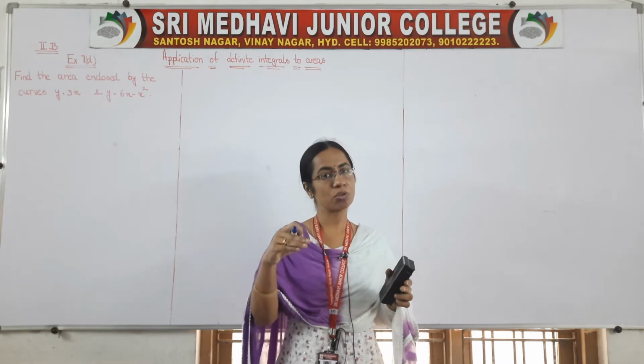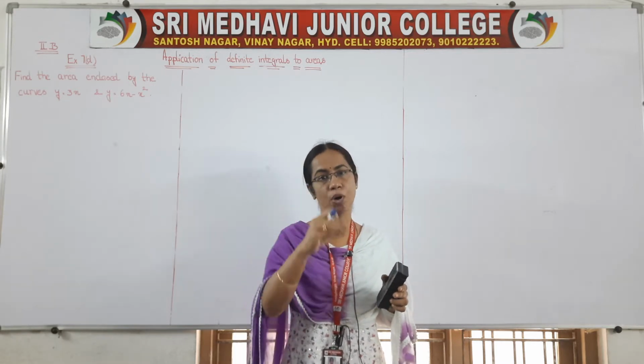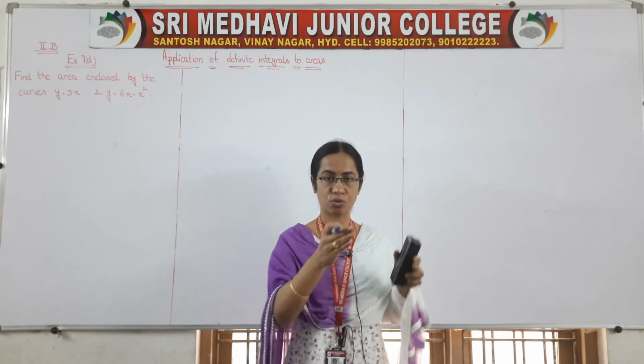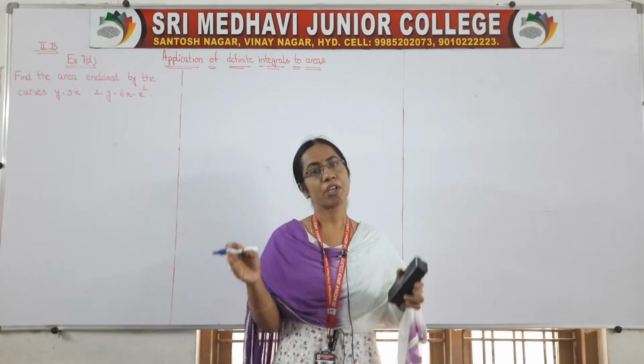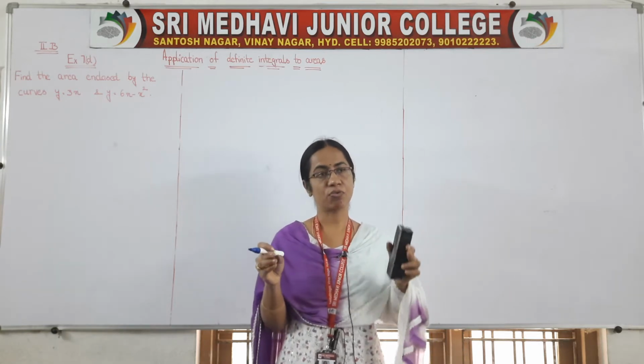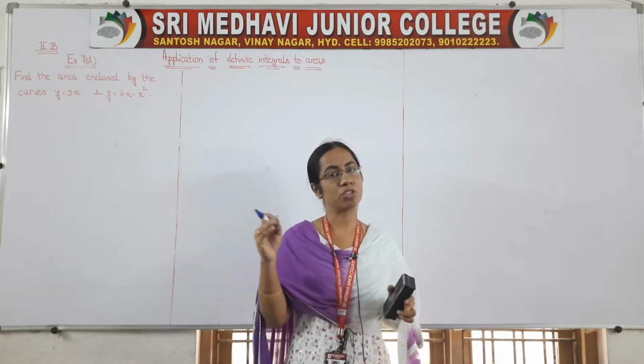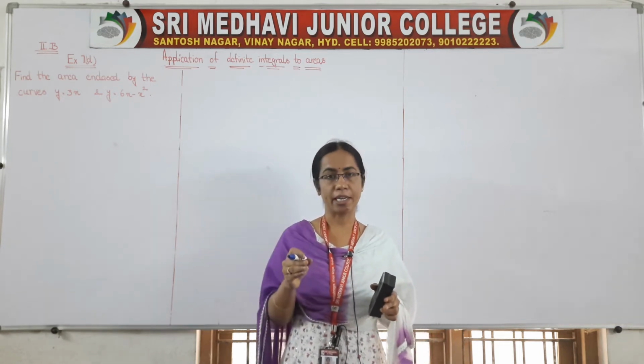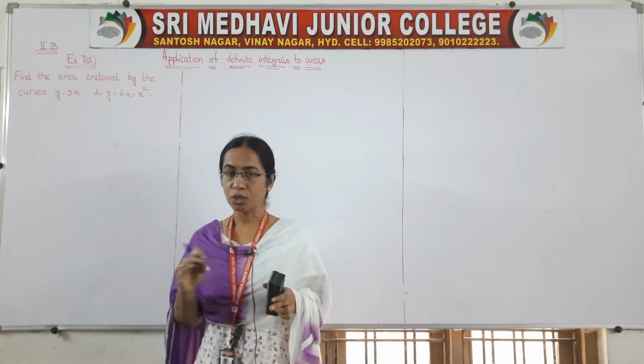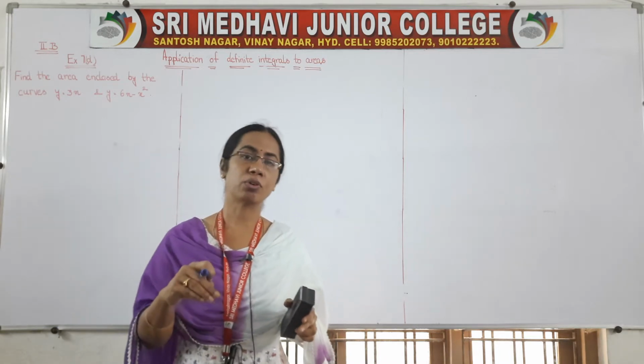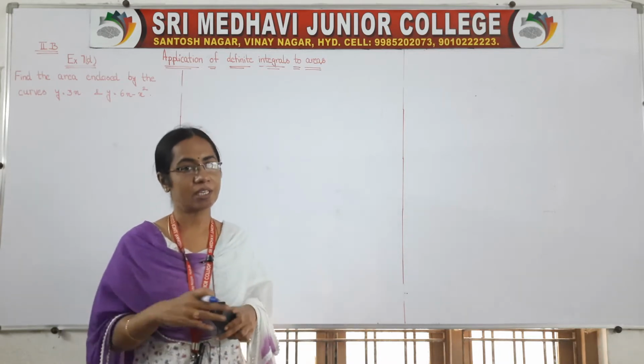Sometimes in the question itself they will give the bounds, that means the limits also, from here to here find the area. Like that, they will give from x is equal to -1 to x is equal to 2, find the area, right? Sometimes they don't give the limits, we have to find the limits, right?